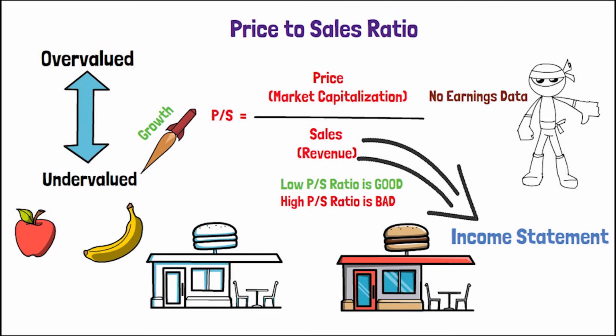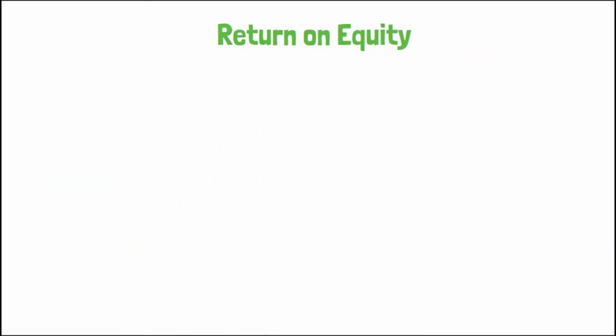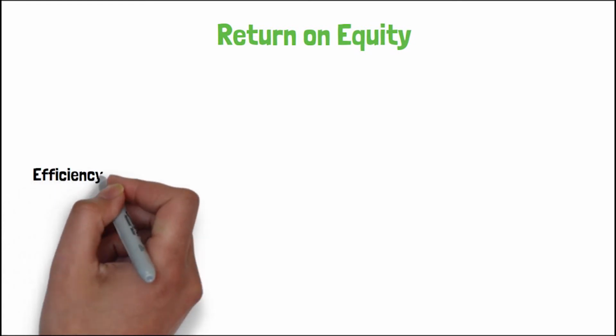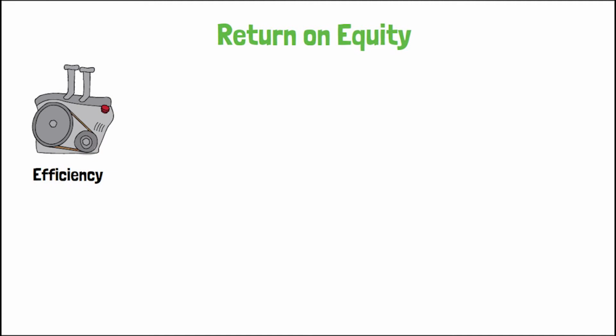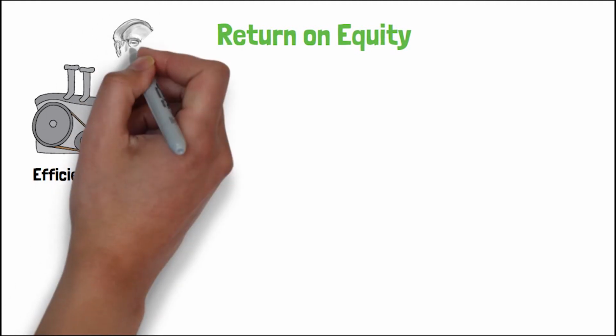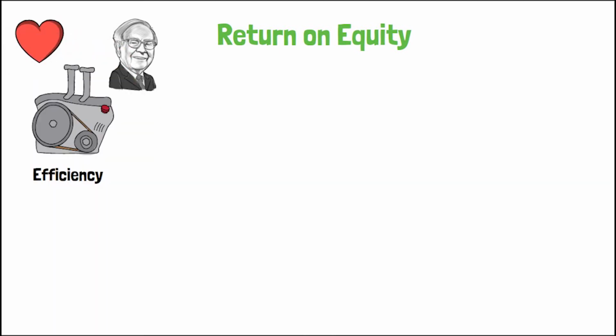Now let's talk about the return on equity ratio, or ROE. It shows us how effective the company's financial performance is and is one of the favorites and most used ratios by Warren Buffett. We use it to find out whether a company is managing its capital efficiently.